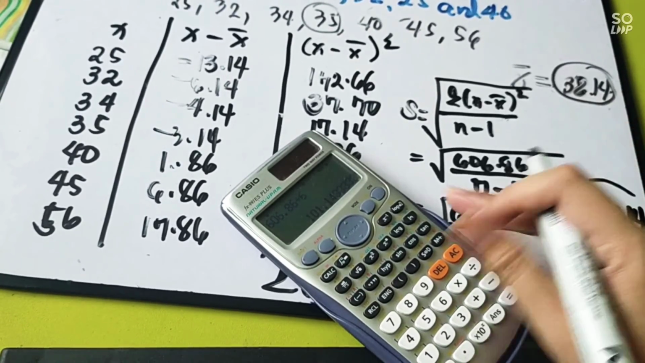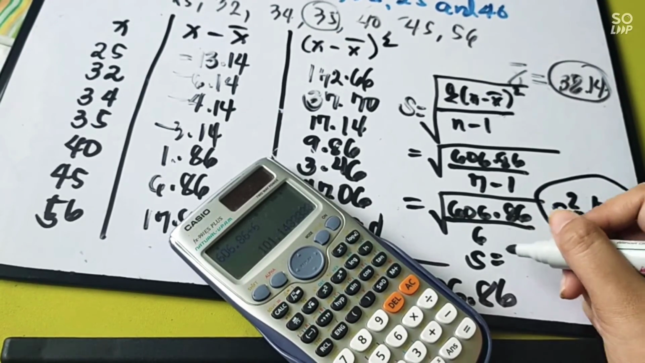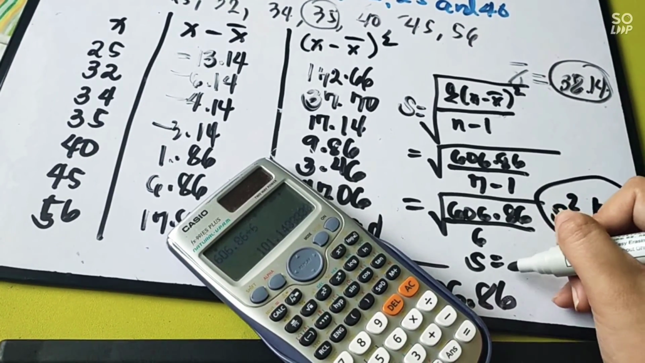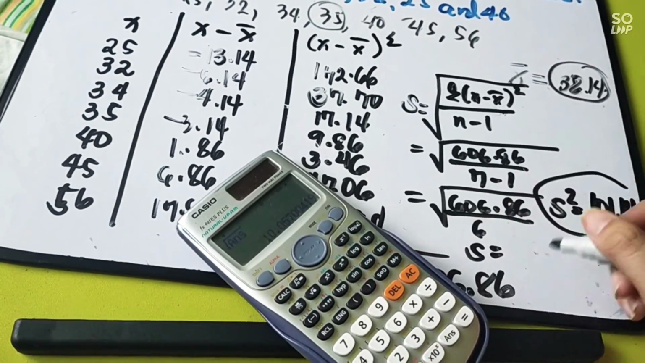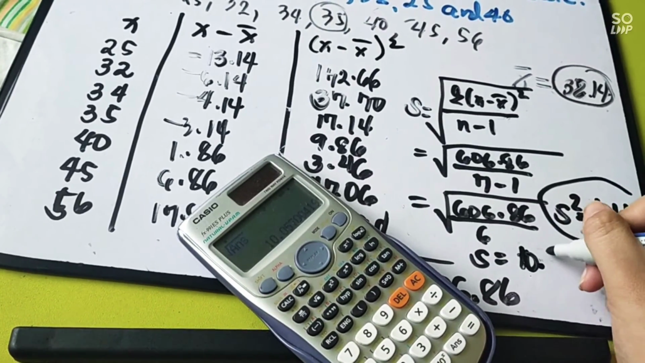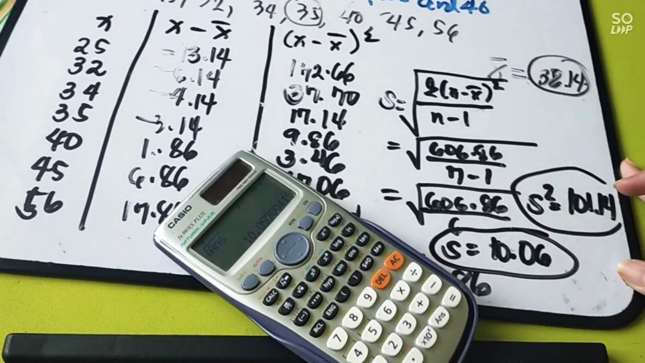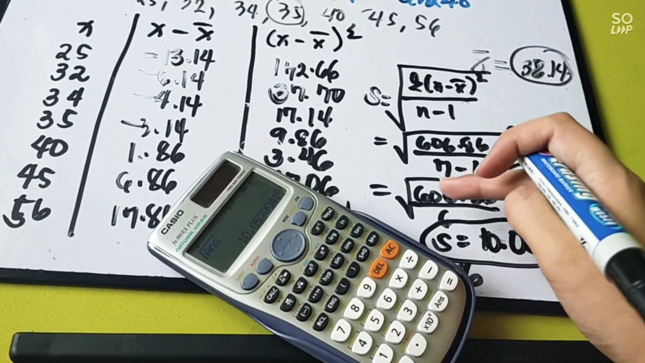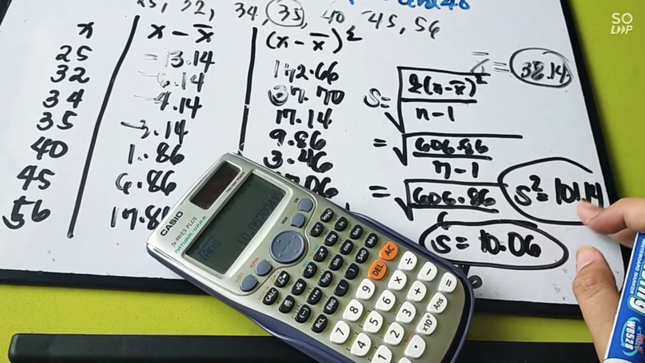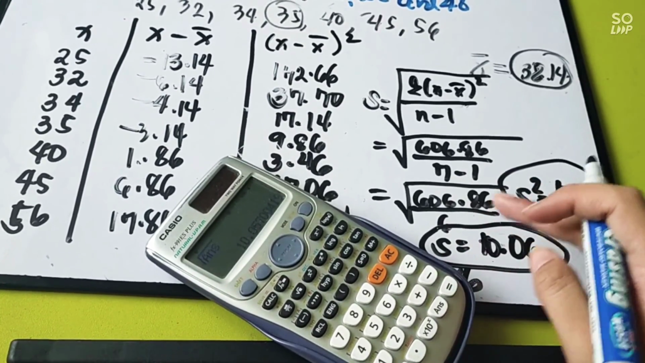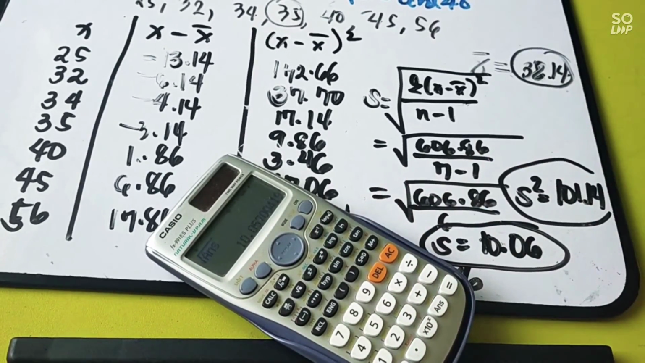So, yan na yung variance mo. Then, afterwards nyan, pag nakuha mo na yon, square root of 101. Find the square root ng answer mo. So, we have here, your S is 10.06. So, this is your standard deviation. So, ulit. So, si variance mo, si S squared, ito yon, yung dinivide ko na 606.86 divided by 6. Ang sagot mo na doon, that is your variance. Then, kapag kinuha mo na yung square root niya, yun na yung inyong standard deviation, which is 10.06.